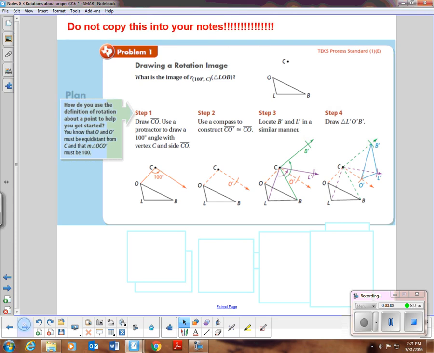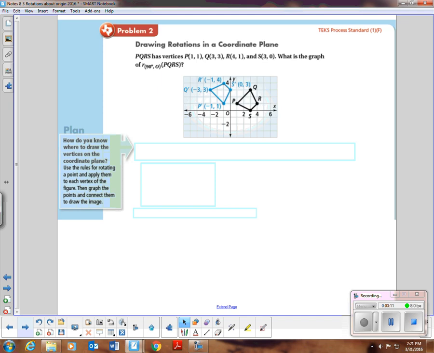All right. So here's our first practice problem. It says drawing rotations in a coordinate plane. PQRS has these vertices. What is the graph of the rotation of 90 degrees about the origin, O? There is the origin. Okay, and so we have a motion rule. The motion rule for a 90-degree rotation is (x, y) changes to (negative y, x).